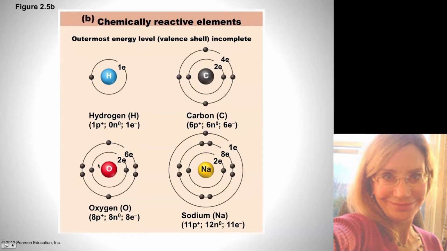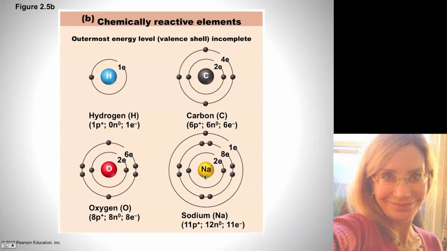This is oxygen. Oxygen has that first inner shell with 2, and then there are 6 in the second shell out, because oxygen's atomic number is 8. So you see 1, 2, 3, 4, 5, 6, 7, 8. In order to have the full valence shell, the oxygen atom will be sharing 2 pairs of electrons.